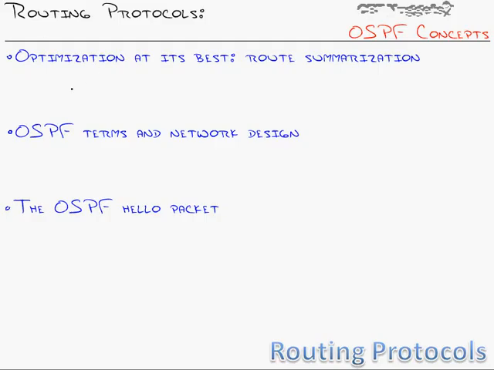But before we do, let's wrap things up here. We first off looked at optimization at its best, or the best way to optimize a router is through route summarization. We then moved into the OSPF terms and network design, and to hit the high ones, area is the most critical. Area defines routers that have the same topology database or roadmaps. ABRs, area border routers, is what moves you between areas, and ASBRs, autonomous system boundary routers, are the routers that move you outside of your own OSPF network, maybe to access the internet.